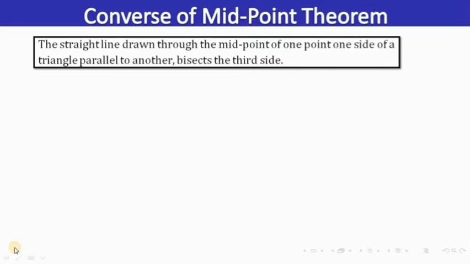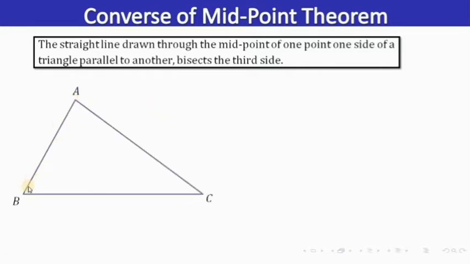Now let's have a look at another theorem, and the name of the theorem is the converse of the midpoint theorem. The statement goes like this: the straight line drawn through the midpoint of one side of a triangle parallel to another bisects the third side. Again, reading the statement doesn't make any sense here, so let's try to understand this using a diagram.